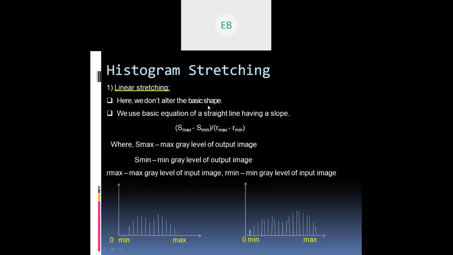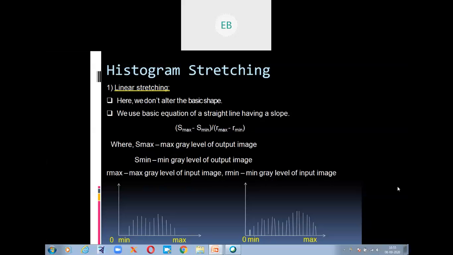Yes? Okay, so simply this is the basic equation of a straight line: slope equals (S max minus S min) by (R max minus R min), that is output by input. Here S max is the maximum gray level of the output image, S min is the minimum gray level of the output image, and R max and R min are the maximum and minimum gray levels of the input image respectively.